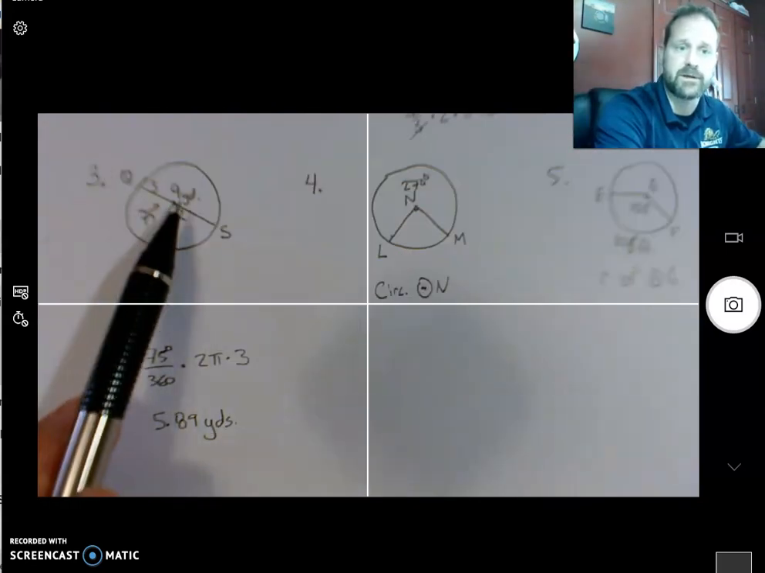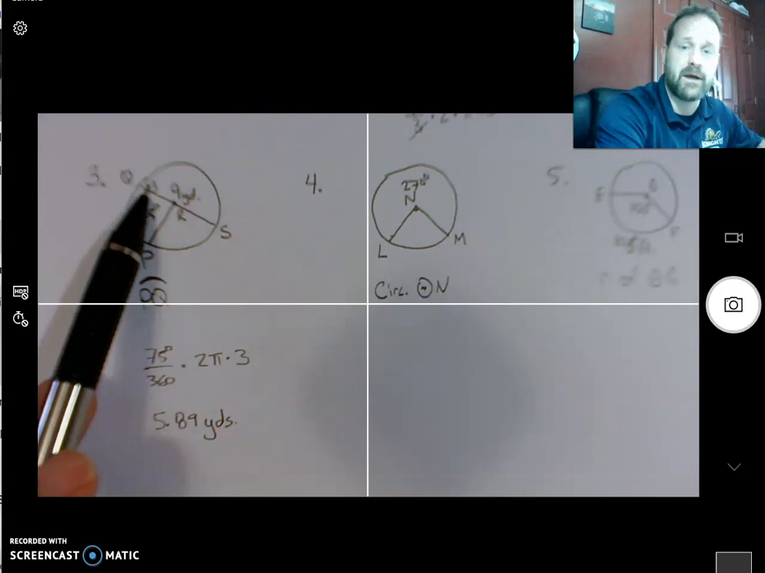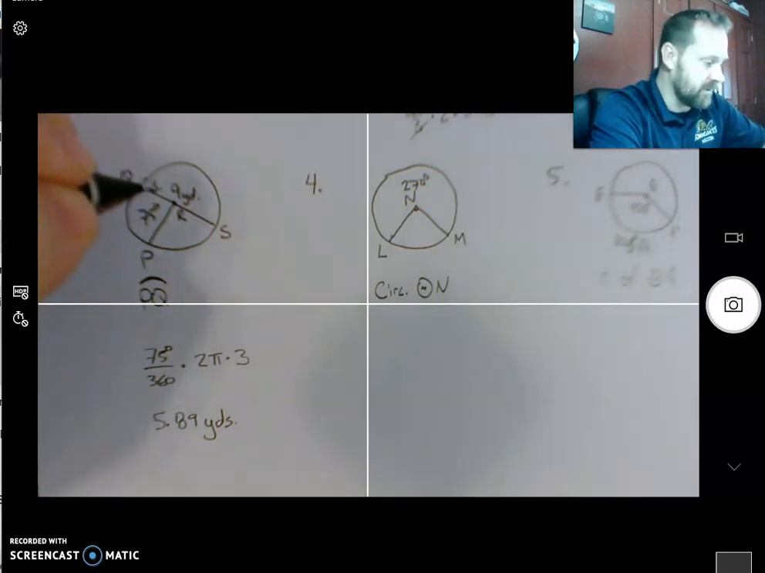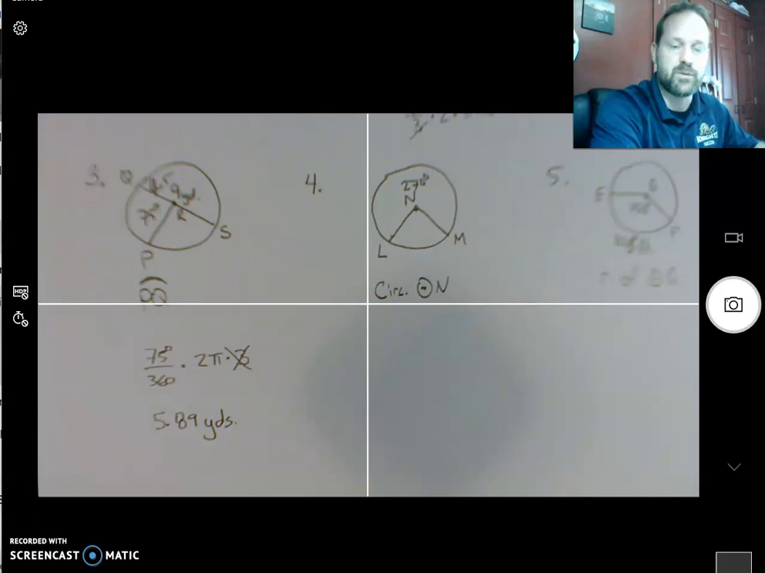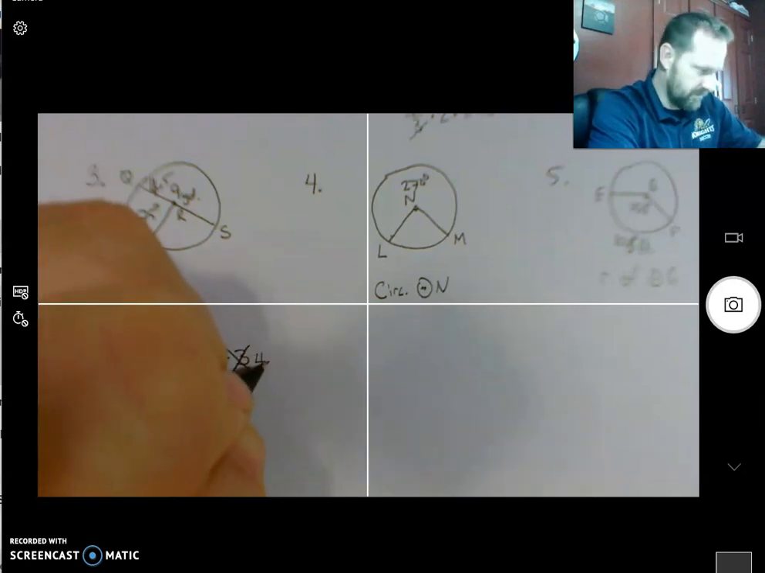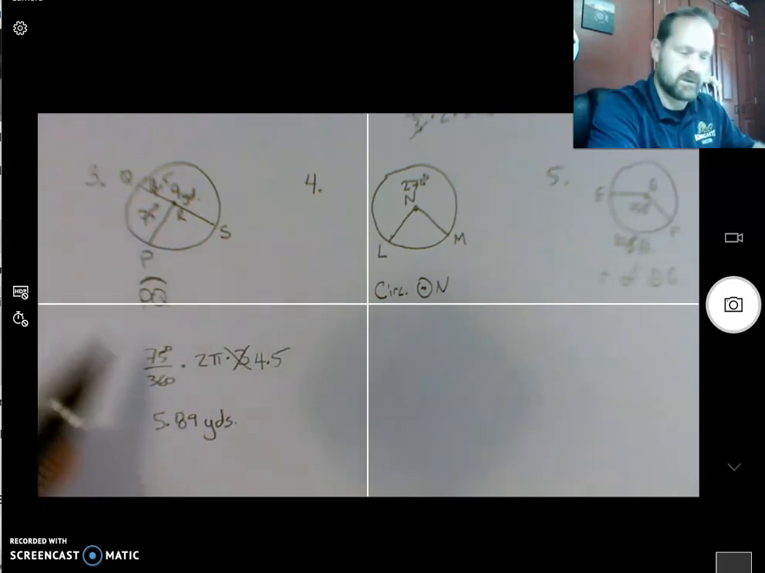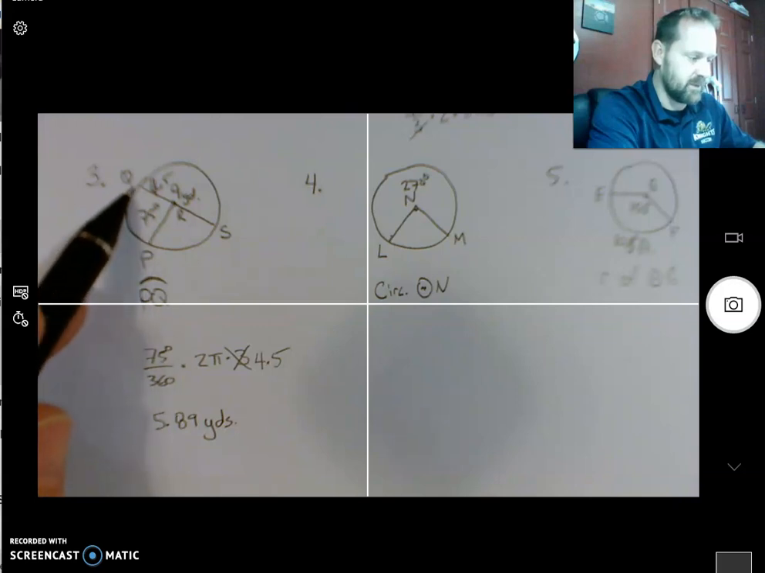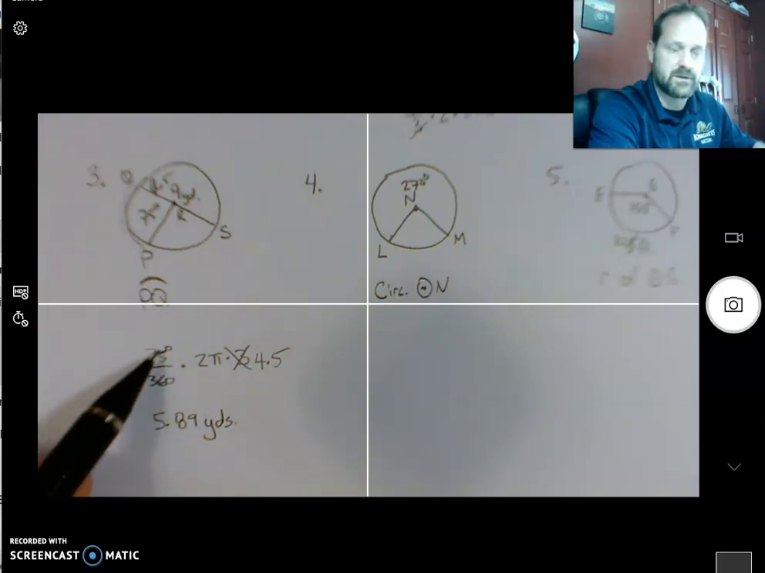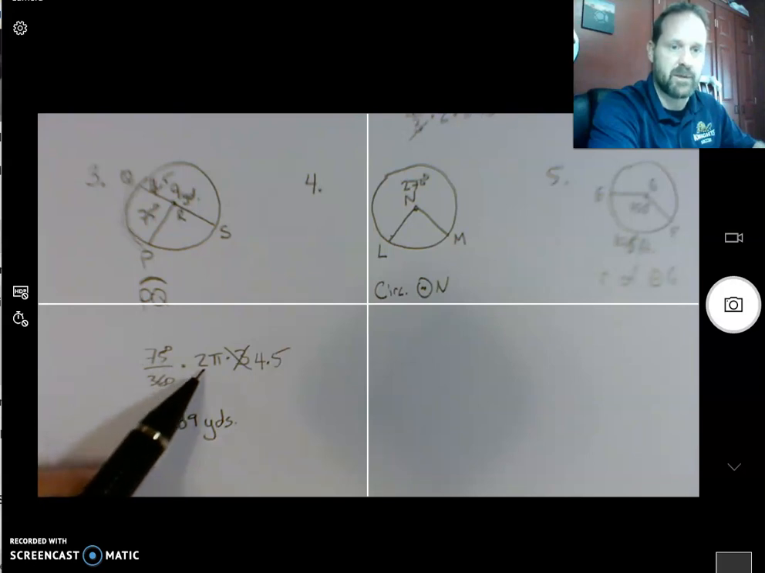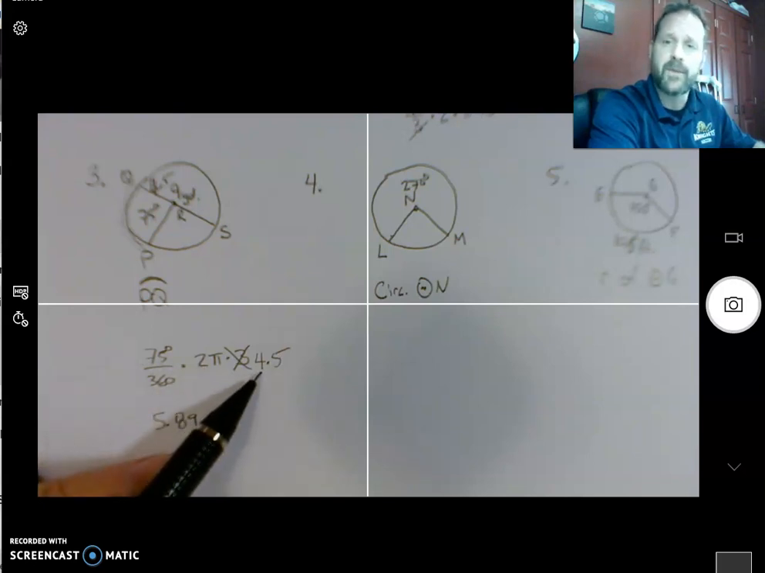What did I do wrong, geometry students? 9 divided by 3 is 3. 9 divided by 2 is not 3. That's 4.5. So 2 pi r, 4.5. So still 75 degrees. We want to find this. That's what we're interested in. So 75 divided by 360, multiplied by 2 pi, and multiplied by the correct radius.